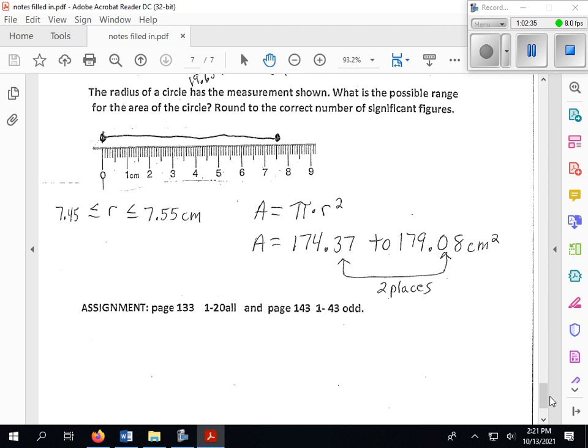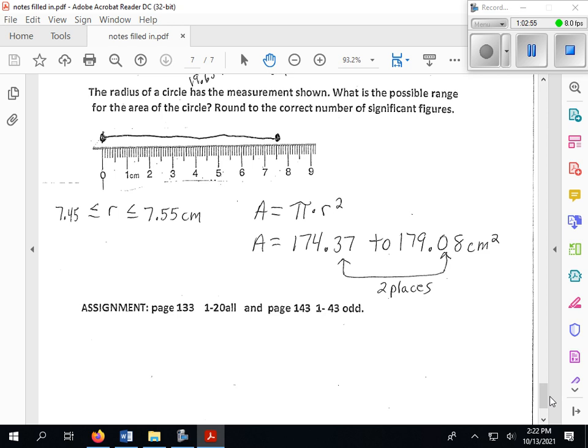5 times 7.55. Pi times 7.55 squared. Try that. See if you come up with what I got. 179.2786. Should I round off to 0.08? Yes.